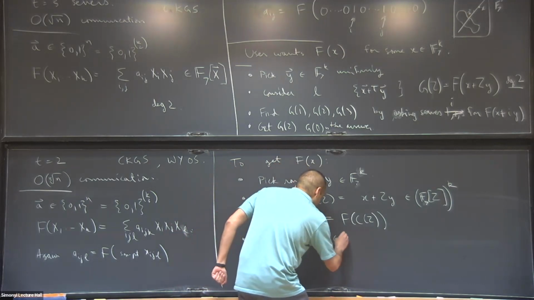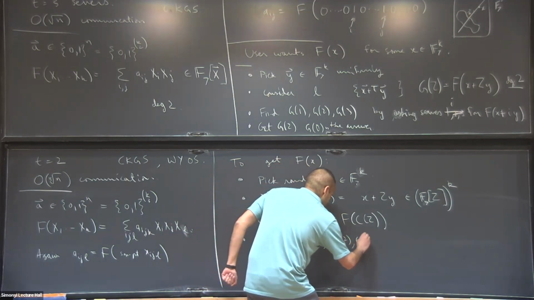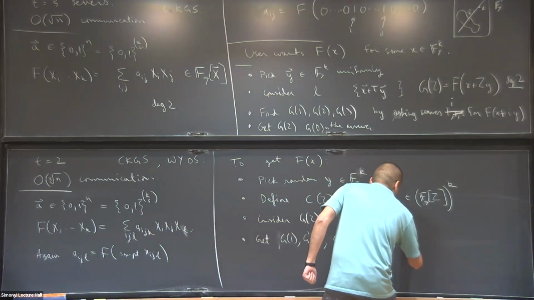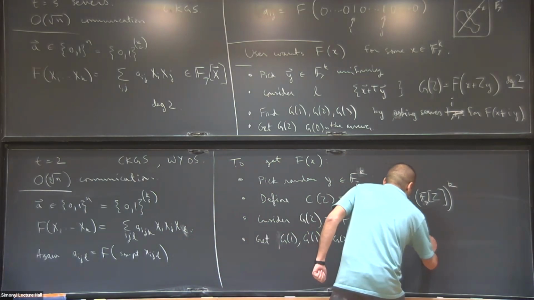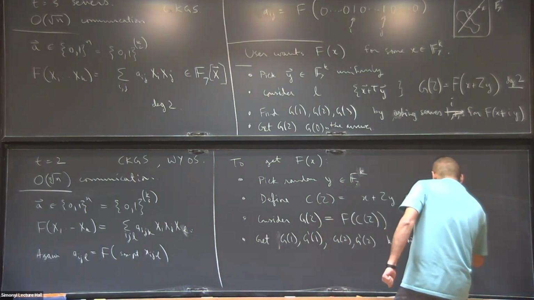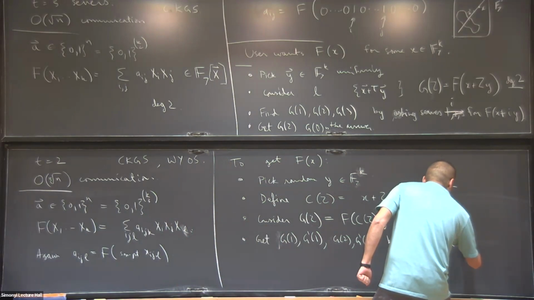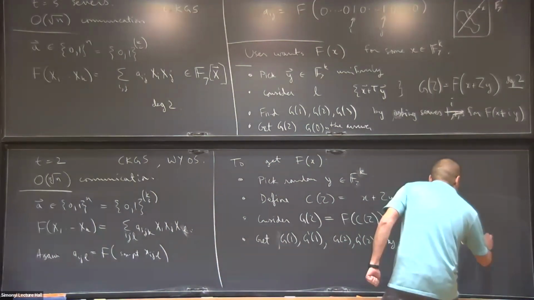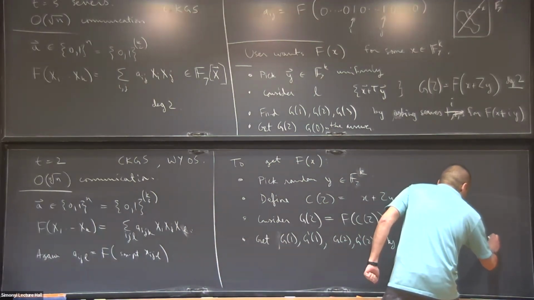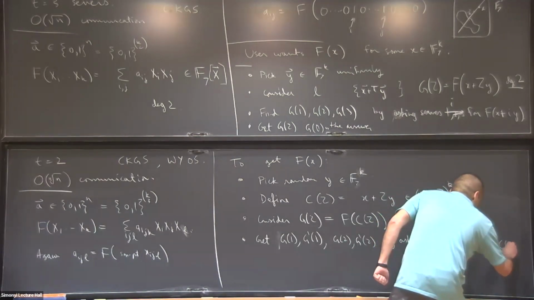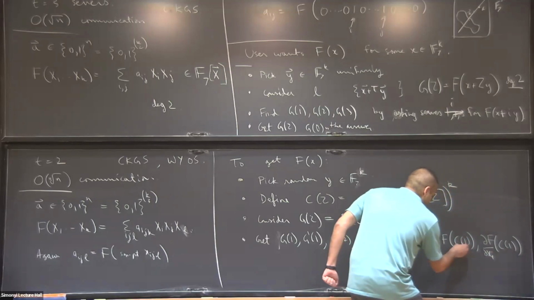Consider this and get g of 1, g prime of 1, and then g of 2, g prime of 2. There are only 2 points actually, by asking for f at c of 1 and all the derivatives df by dxi of c of 1. And the same thing with 2.